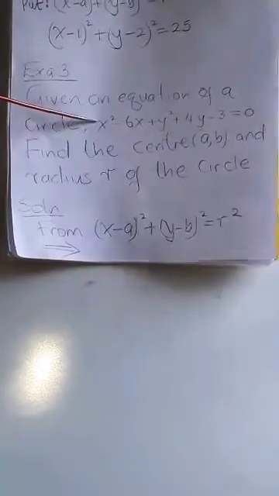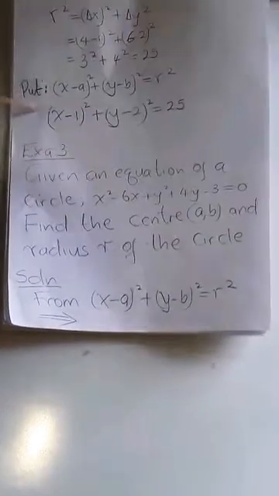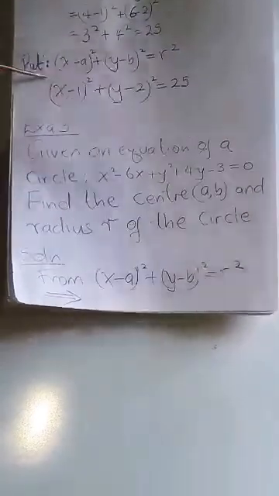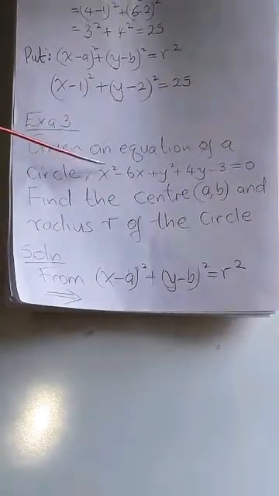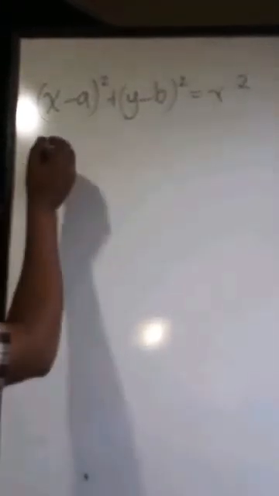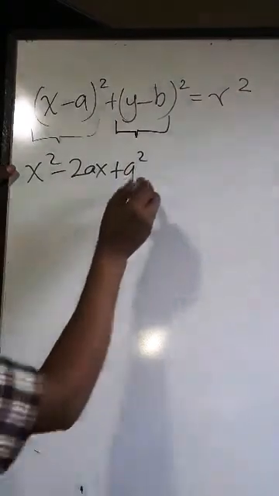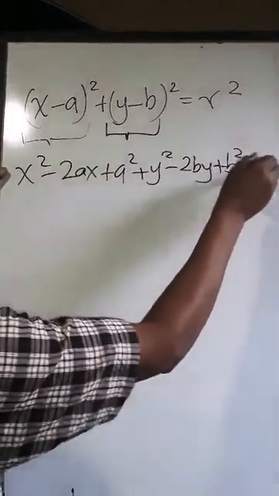Now, if you compare this kind of equation and this kind of equation, which you have done in example 2, you realize that this is an expanded form of this kind of equation. So we need to expand the general equation so that we are able to compare with the expanded equation. So we expand this part. It will be x squared minus 2ax plus a squared. Then we expand this. Then we have y squared minus 2by plus b squared is equal to r squared.